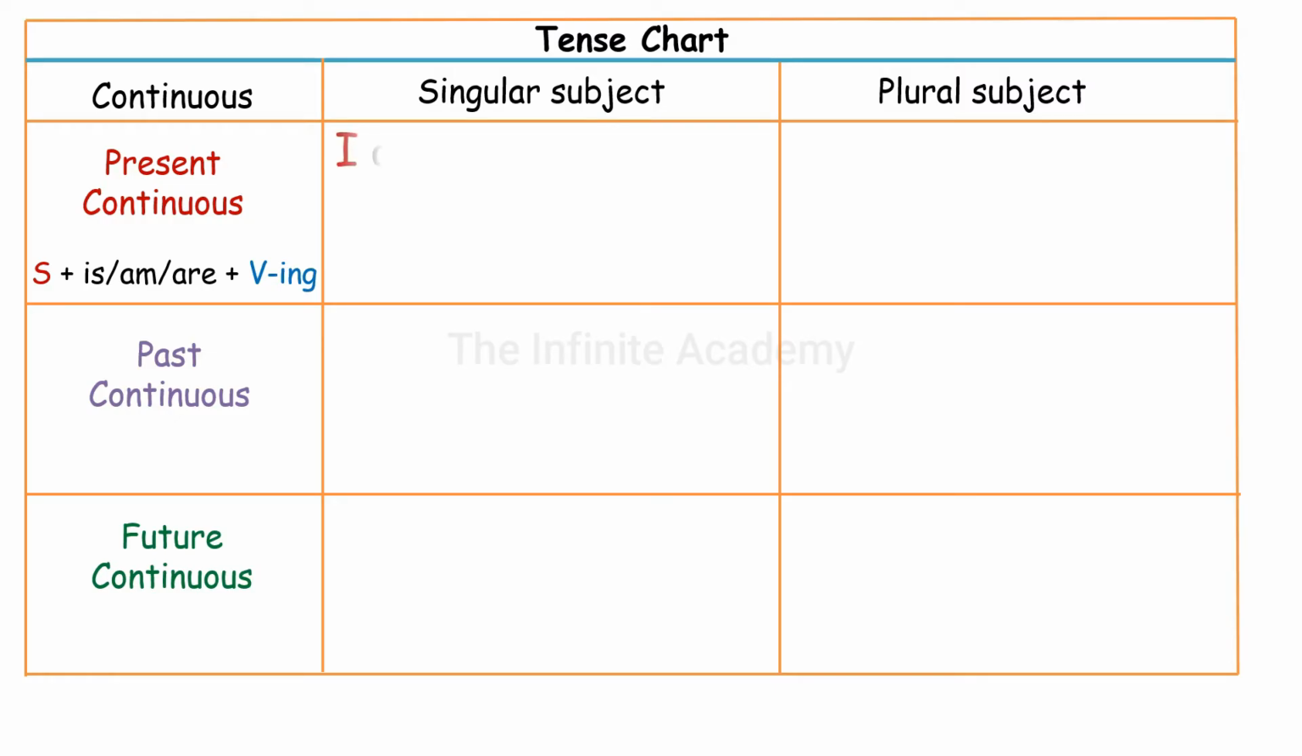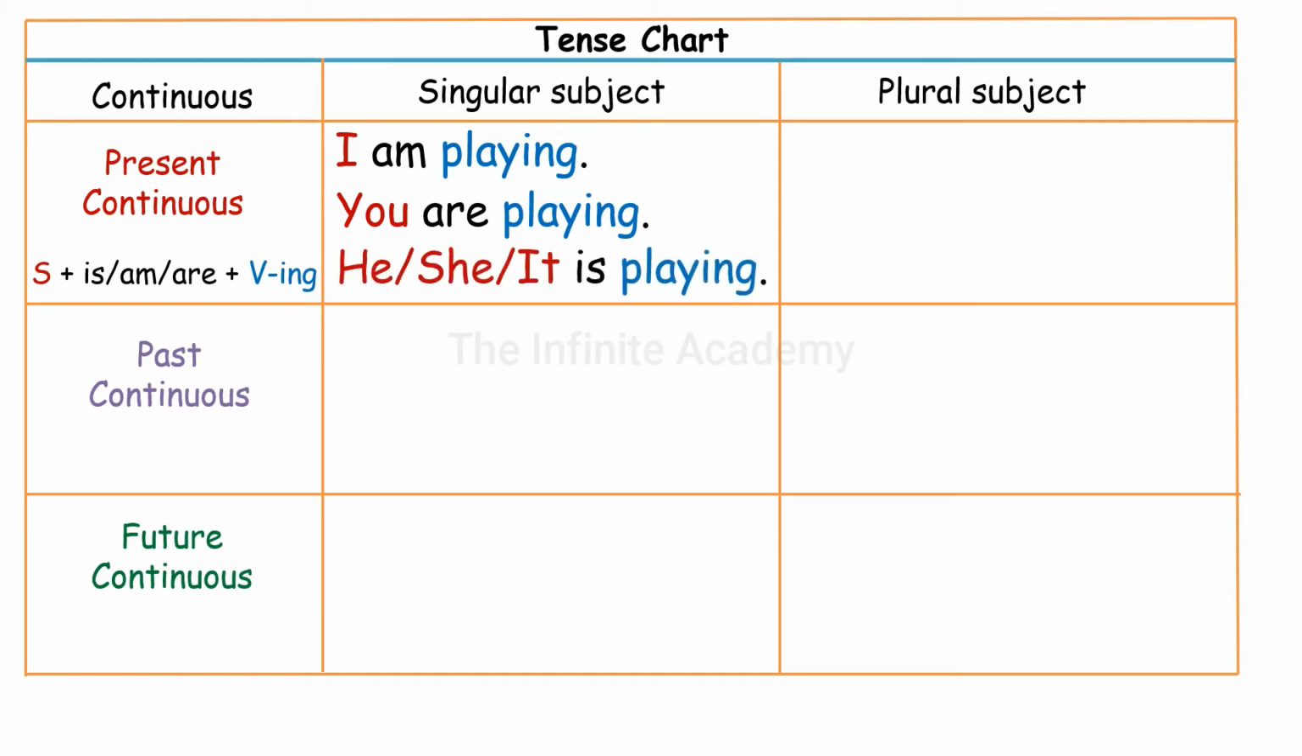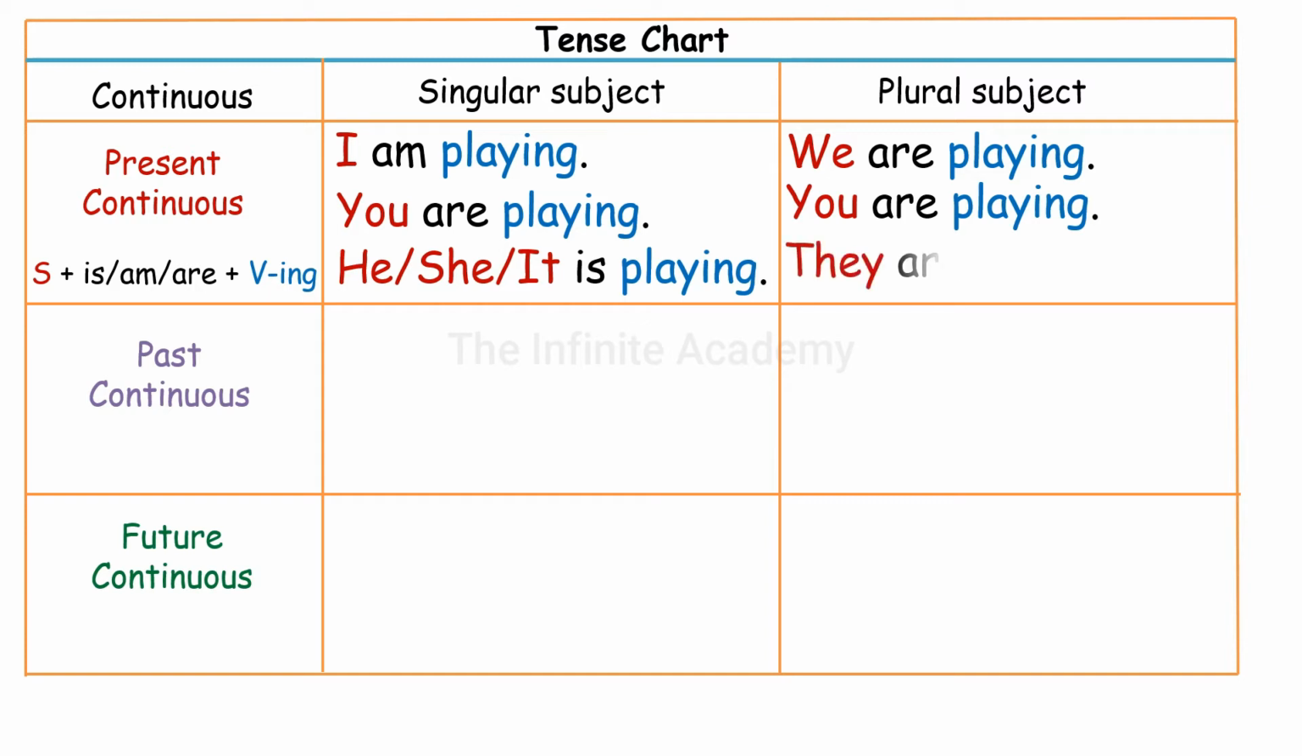Look at this. I am playing. You are playing. He, she, it is playing. We are playing. You are playing. They are playing. In continuous form, we talk about actions which are happening for some time. That means the action is not over. That's the reason why the verb is in ing form.